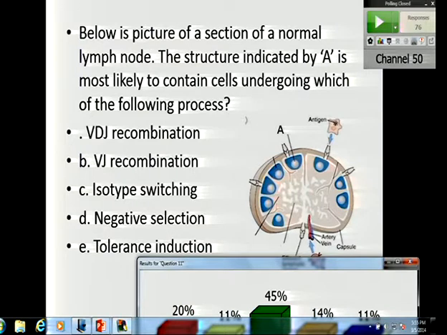Whatever it is, even if you have a doubt about that, definitely you know that only isotype switching takes place in the lymph node. Nothing else, none of the others can take place in the lymph node. That's what they want you to know. All the other options are definitely wrong.